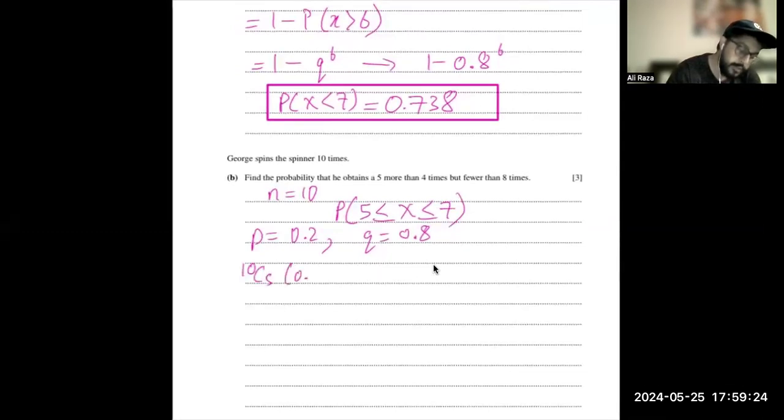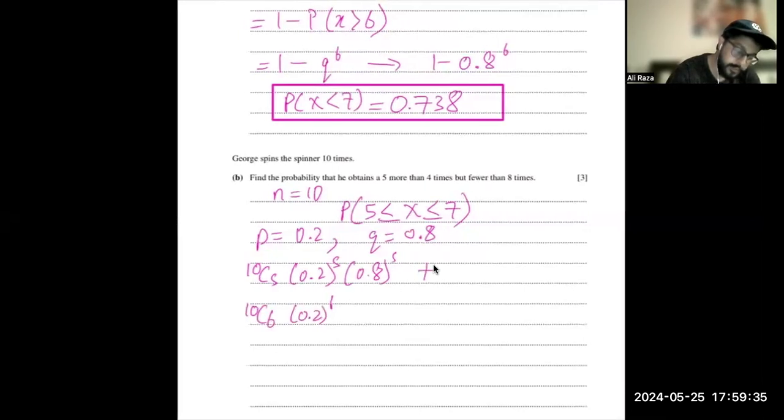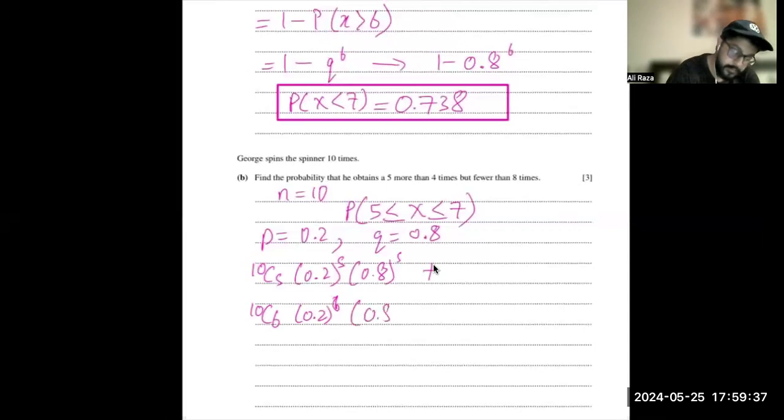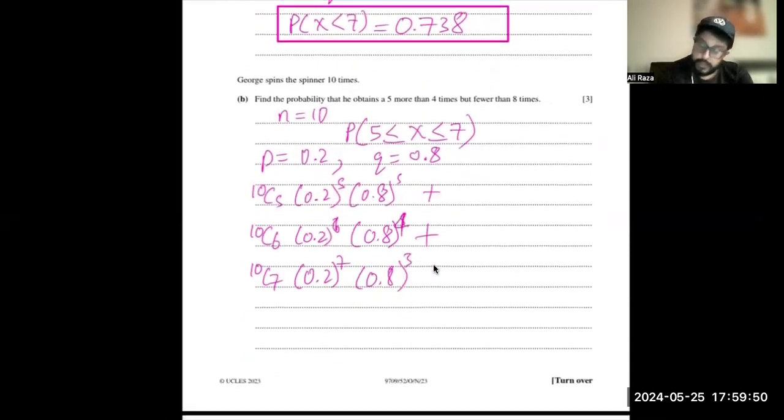10C5 would be 0.2 power 5 multiplied by 0.8 power 5 plus 10C6, 0.2 power 6 and 0.8 power 4, sorry, plus 10C7, 0.2 power 7 and 0.8 power 3. We'll add these 3 values to get the final answer. The answer is 0.0327.